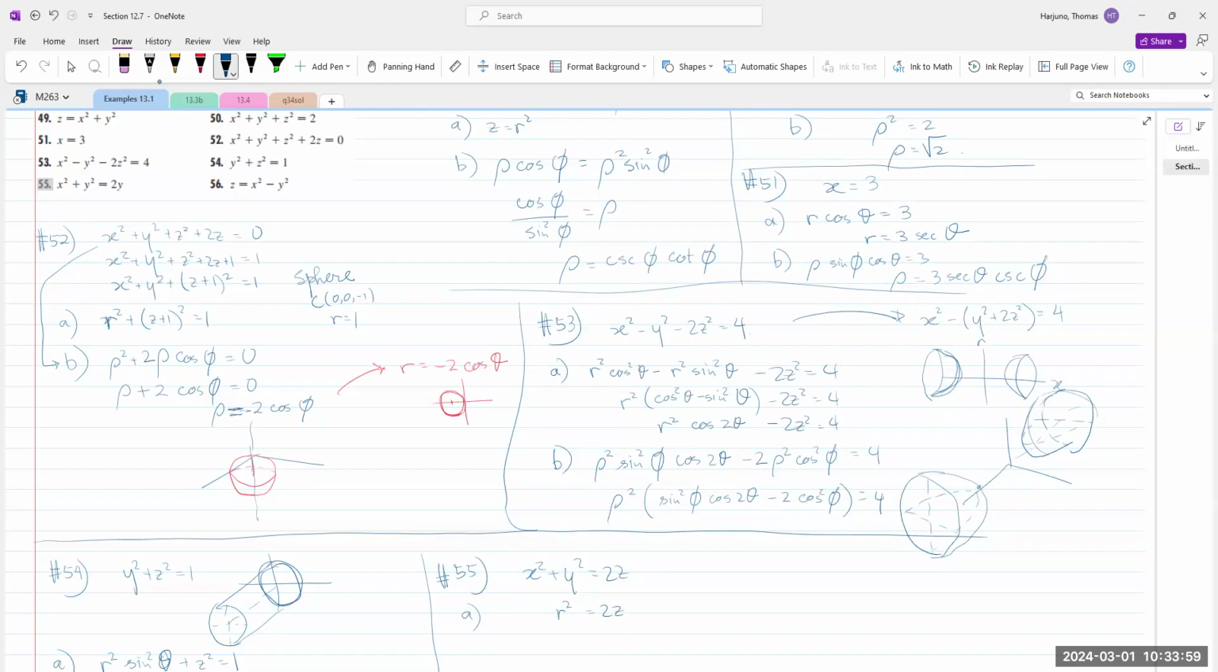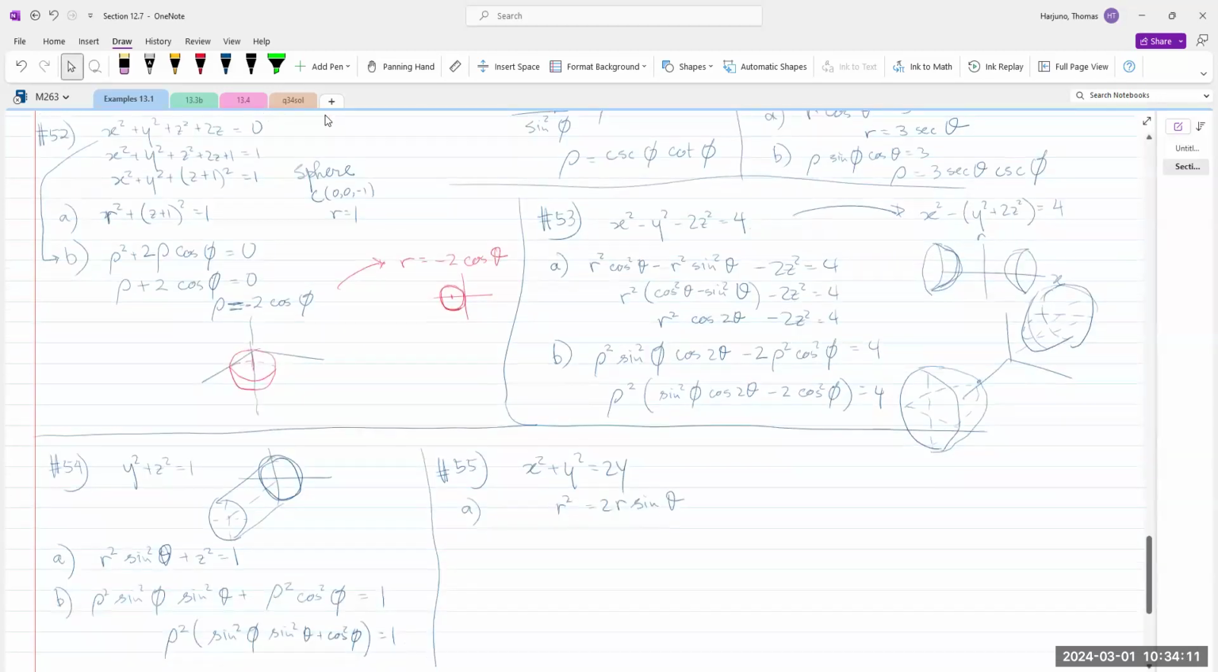I'm sorry, it's not z, it's y. My bad. We can do more then. This is y, so this will be r sine theta. And this is r equals 2 sine theta. You notice that this is basically a circle centered at 0, 1 with radius 1.